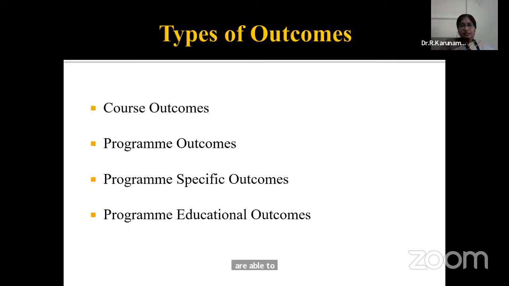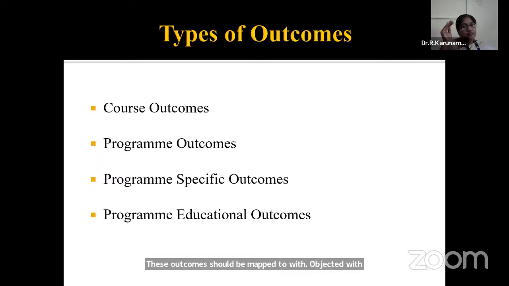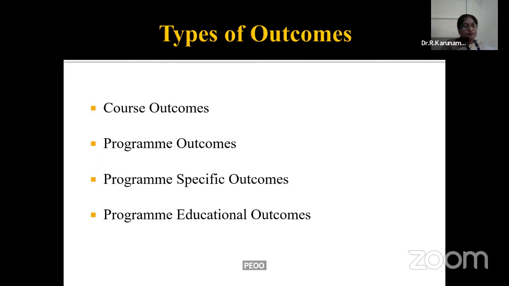Yes, these are the different types of outcomes we usually frame: course outcomes, program specific outcomes, and program educational outcomes. These outcomes should be mapped with objectives, mapped with the pre-determined goals which we have already set for the programs. And they also have to be mapped with the PEOs, Program Educational Objectives, and also POs.